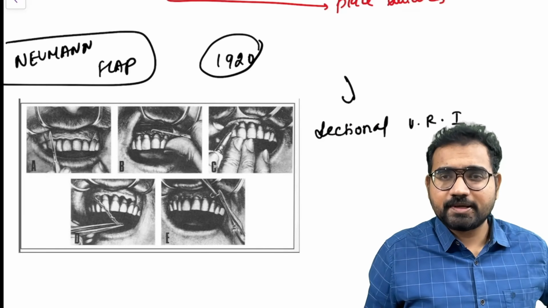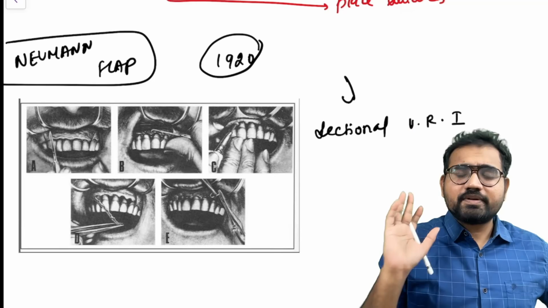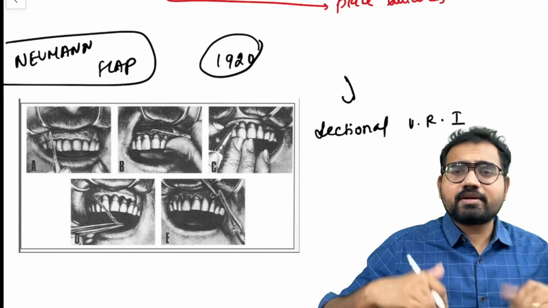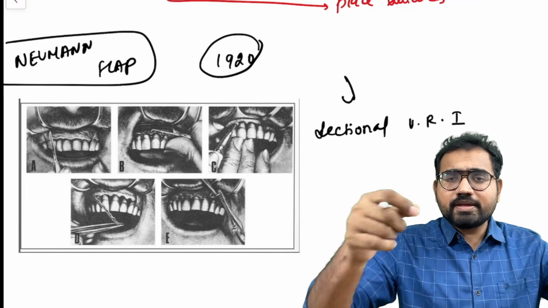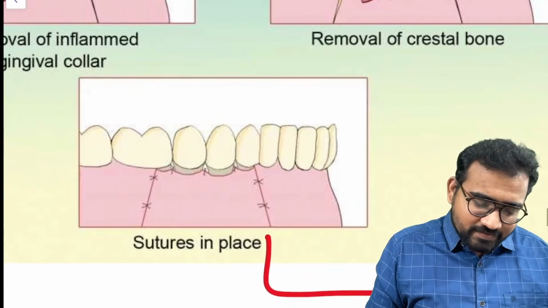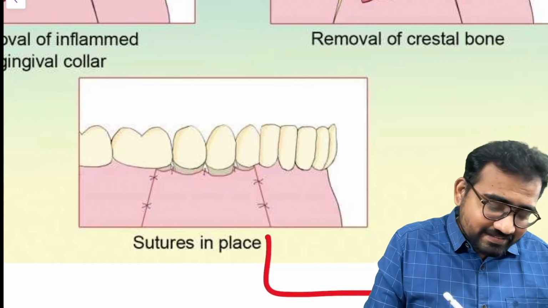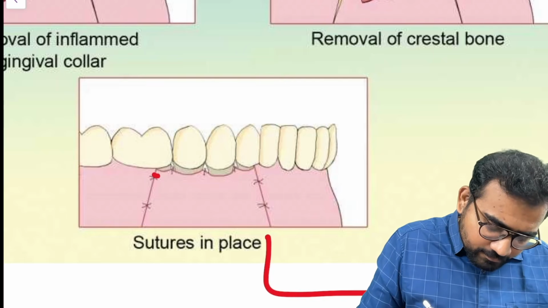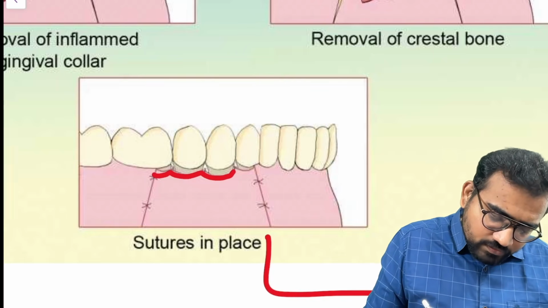In that way it varies from the original Widman flap. Minor variations. Other than that, it is very similar: vertical releasing incisions, internal bevel, sulcular or crevicular incisions, reflecting the full thickness flap, recontouring and suturing. One thing you have to remember here is that I am placing the flap at the crest of the bone.